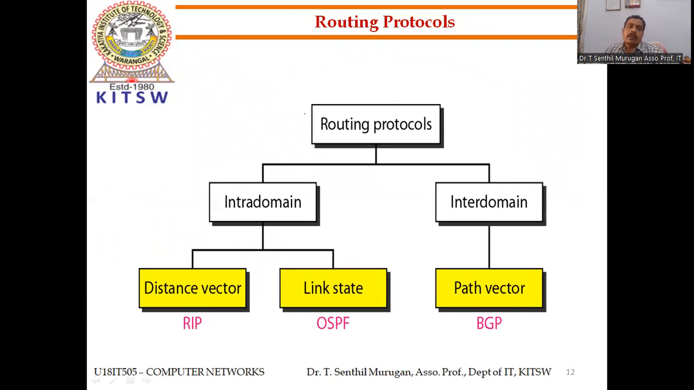So the routing protocol is classified into intra-domain routing protocol and inter-domain routing protocol. The intra-domain routing protocol is classified into distance vector routing and link state routing. Now we have discussed distance vector routing. After discussing this classification, we will discuss one example for distance vector routing. Then we will discuss link state routing with the example of OSPF. Then finally we will discuss border gateway protocol.